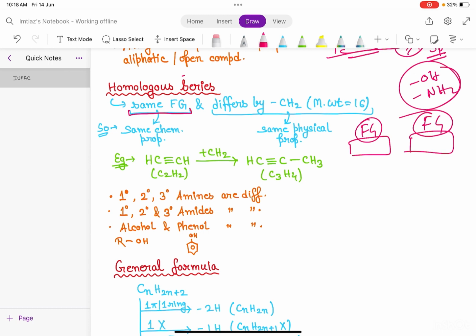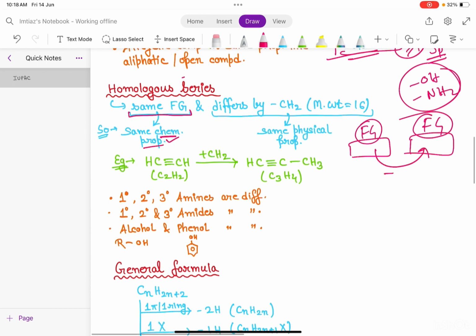So if the functional group is same, then the chemical property will be same, and these two have a difference of CH2. That means molecular mass 14: carbon is 12 and hydrogen is 1, two hydrogens is 2. Sorry, it's not 16, it's 14. So a difference of CH2, that is 14 in molecular weight, must come for being a member of a homologous series.